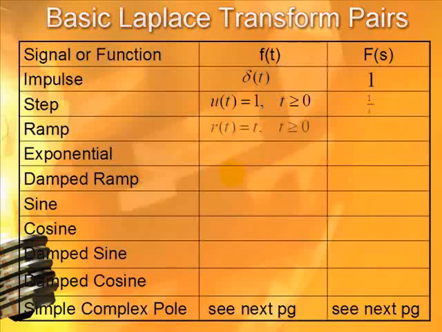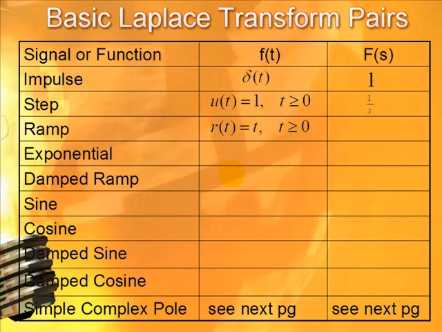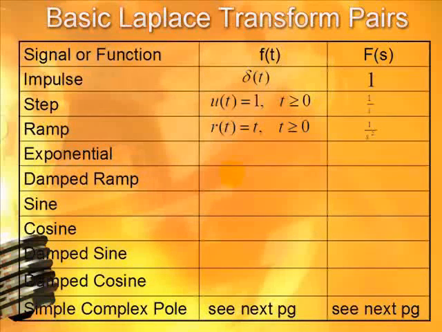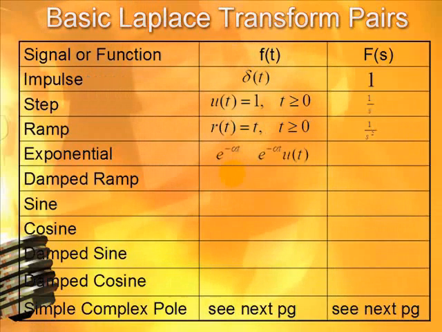Now the ramp can be generated from the step function, as we know that when you integrate a step, you get a ramp. But we know that the symbol for an integral is 1 over s, and the Laplace transform for a step is 1 over s also, so that leaves that the Laplace transform of a ramp is 1 over s squared. Now we come to the exponential, e to the minus alpha t.